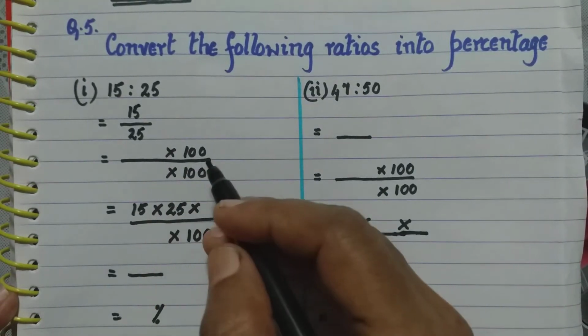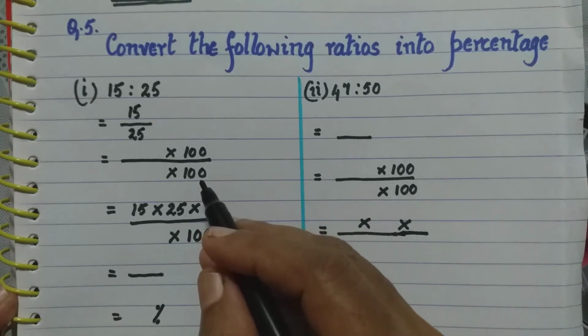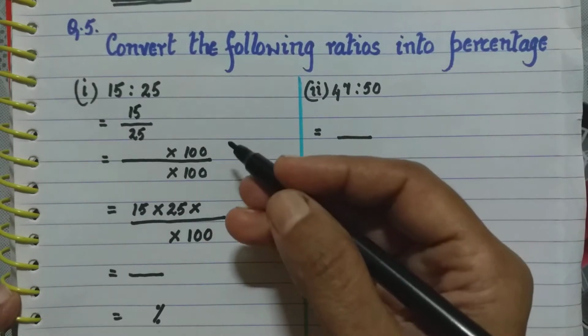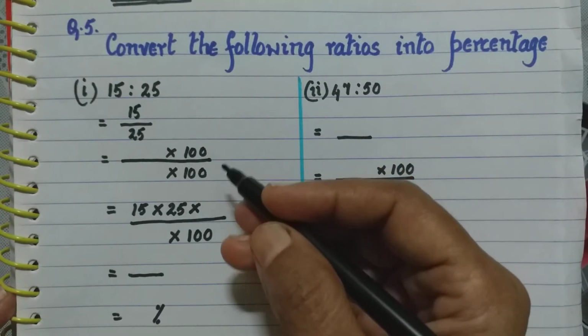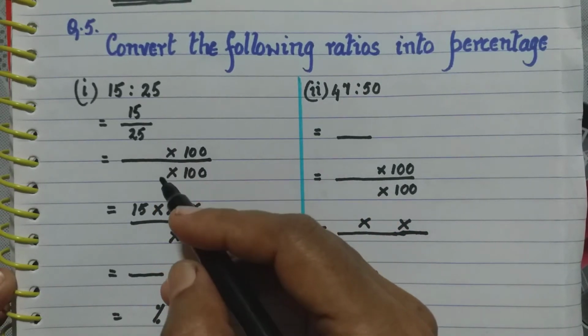Now whenever we are converting ratios into percentage, we have to remember that we multiply the given ratio or the fraction into 100. At the same time we divide by 100. Now why is it required to multiply as well as divide by 100? To maintain the equality of the ratio or the fraction.